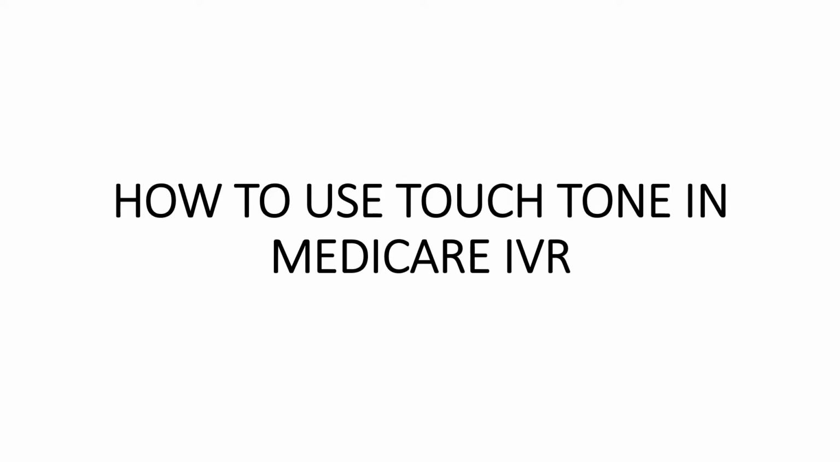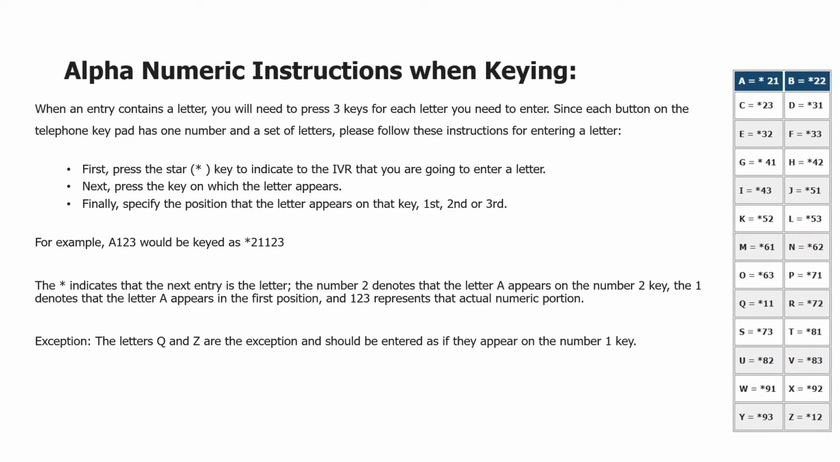However, you cannot combine touch tone and speech when entering a single element. For example, you cannot key the numbers in the Medicare Beneficiary ID and then say the letters. Either you have to completely use the voice or touch tone. We are using touch tone for entering a PTAN, Medicare Beneficiary ID number, or patient name. When an entry contains a letter, you will need to press 3 keys for each letter you need to enter.